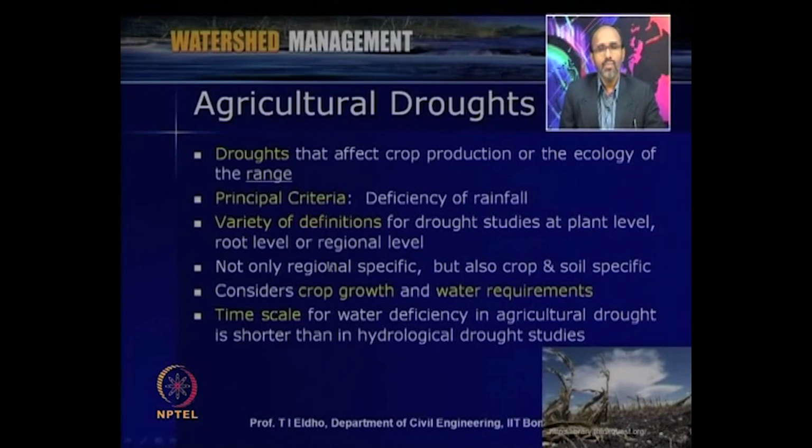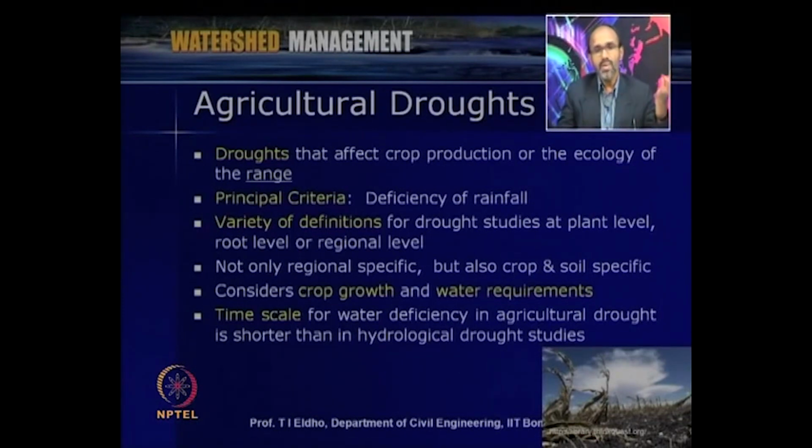At plant level we can put it like root level or regional level, or with respect to soil moisture condition level, or the evaporation level, like that. So, it is not only regionally specific, but also crop and soil specific, and this considers crop growth and water requirement. Say, for example, in India, when we look into the kharif crop or the rabi crop, kharif crop is during the monsoon time and rabi is after the monsoon time.